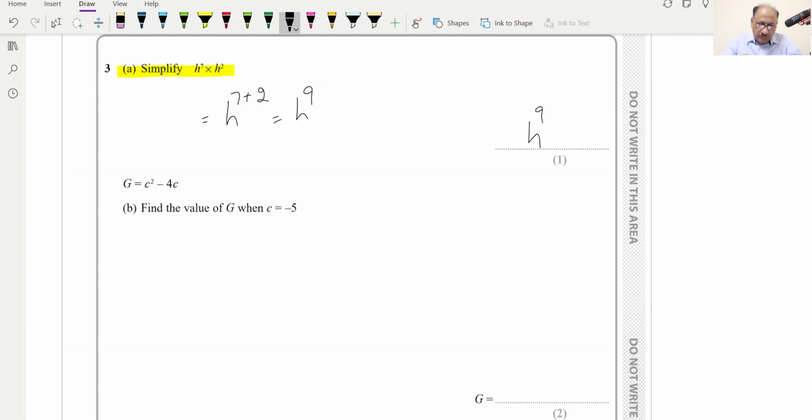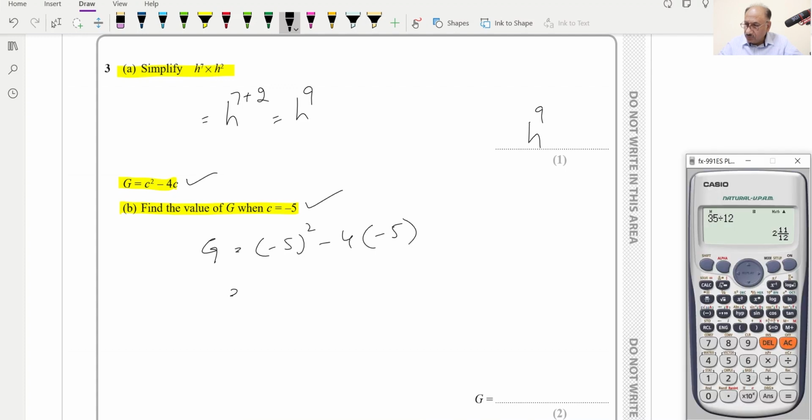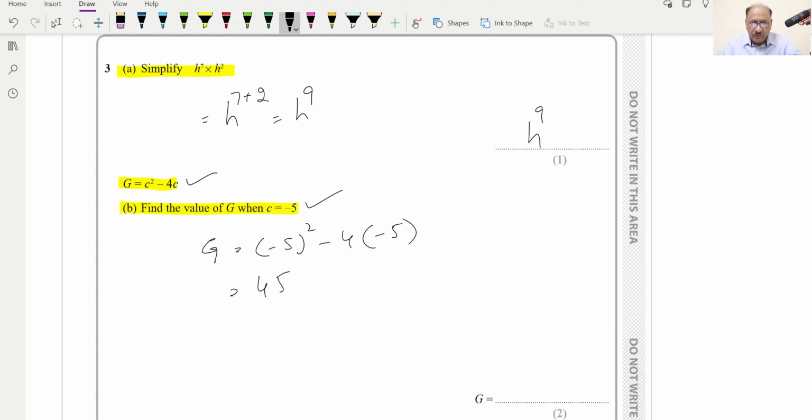Then B part: this equation is provided, find the value of G when C is equal to -5. So we will replace C with -5. G is equal to -5 squared minus 4 into -5. Now we can use the calculator to solve this. -5 squared minus 4 times -5 is equal to 45, and 45 will be the final answer for the G value.